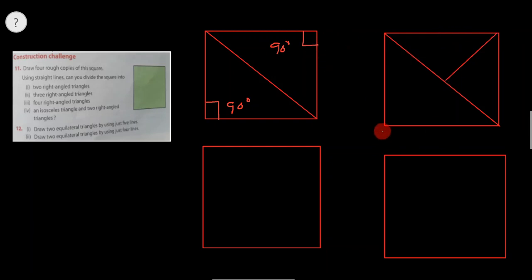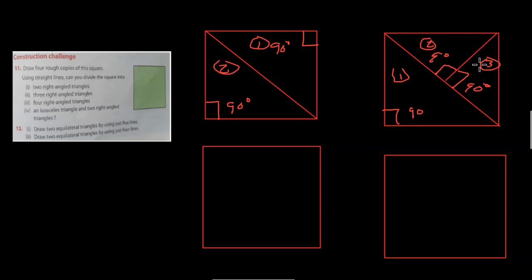So you're going to have one here, that's 90, and then you're going to have one here, one here. So that's 90, and that's 90. So 90 degrees. So there are three angles. So here's one, two, and three. Three right angle triangles. Okay, so now can we make four right angle triangles?